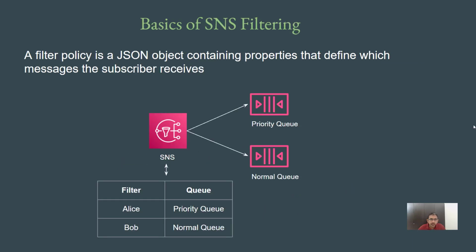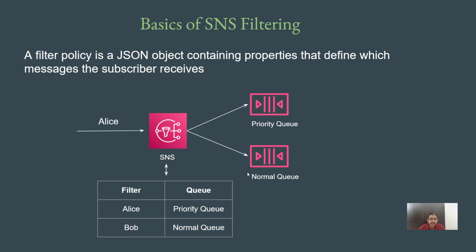Now, in order to achieve SNS filtering, you need to create a filter policy. A filter policy is a basic JSON object which contains the properties that define the messages that each subscriber receives. For example, in this SNS, you see there are certain filter policies. First one is Alice, second one is Bob. So whenever a message of Alice is received, this message goes to the priority queue. Similarly, whenever a message of Bob is received, it goes to the normal queue.